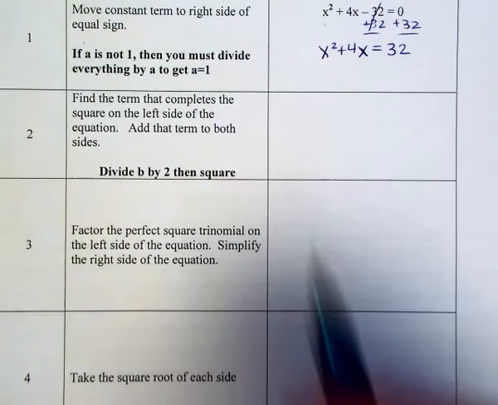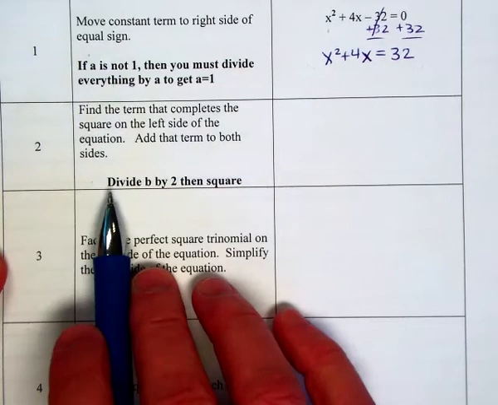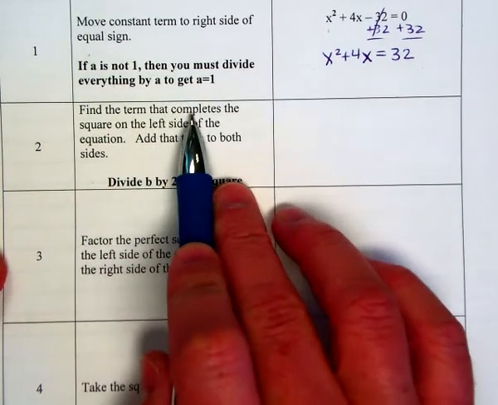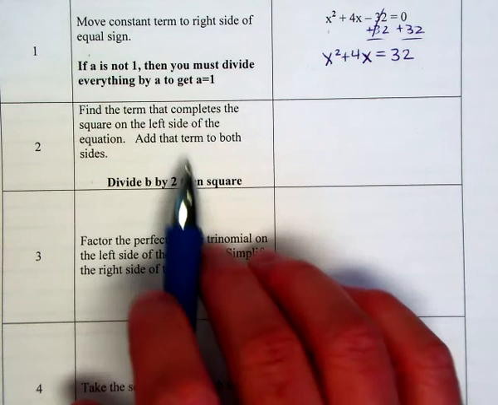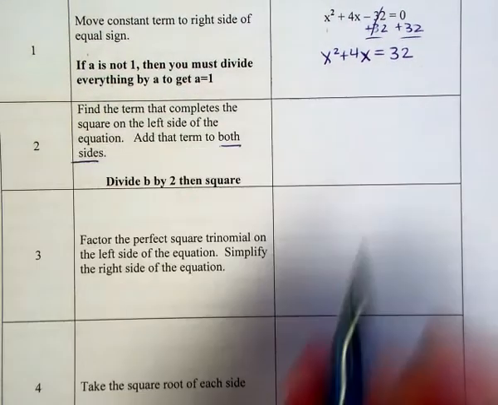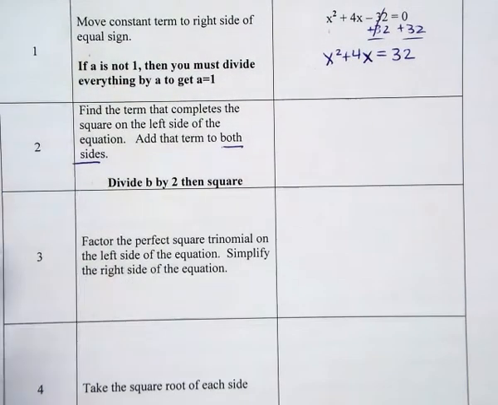Step 2. This is the part that sounds complicated, but there's a simplified way of saying this. We are going to find the term that completes the square, and we'll explain what that means when we get to it, on the left side. And we're going to add this to, and I want you to underline, both sides. And then they've simplified it for us here in bold.